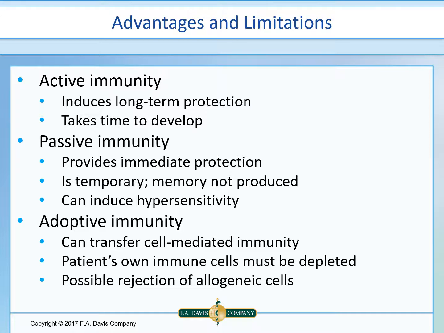So with active, passive, and adaptive immunity, there exist advantages and limitations. Active immunity induces long-term protection, but a limitation is that it takes time to develop. Passive immunity provides immediate protection, but a limitation is that it's temporary and memory isn't produced. And in some instances, it can induce hypersensitivity reactions. Adaptive immunity can transfer cell-mediated immunity, but with that, a patient's own immune cells need to be completely depleted, and there is the possibility of rejection of allogenic cells.